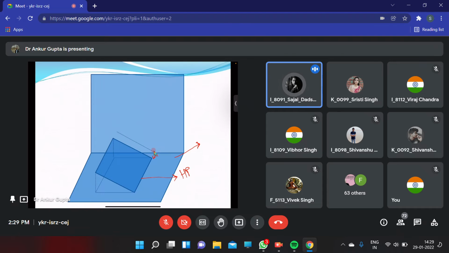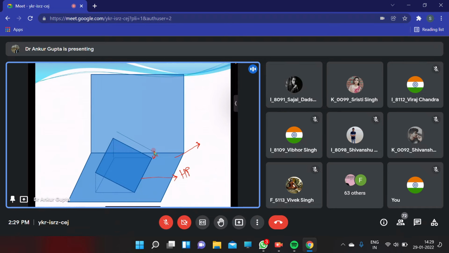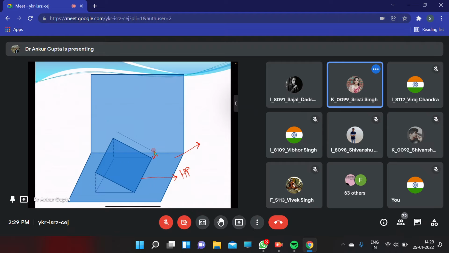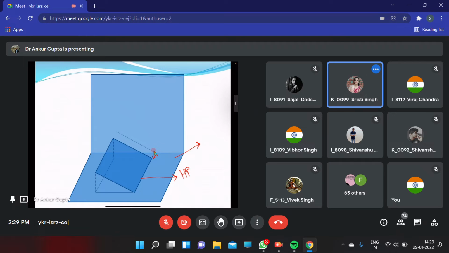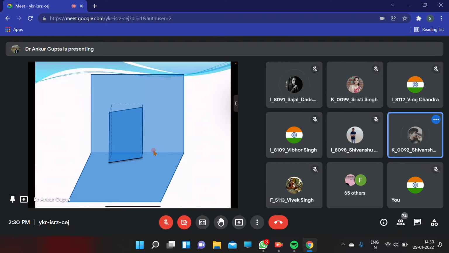Sir, if the distance is not given from the horizontal plane or vertical plane, should we assume 0 by default? No, not necessary. You can take some distance as well, depending on the question. If it is not mentioned in the question, you are free to use it. You can keep it on the XY plane, or you can have some distance as well. It is not always necessary. Clear?